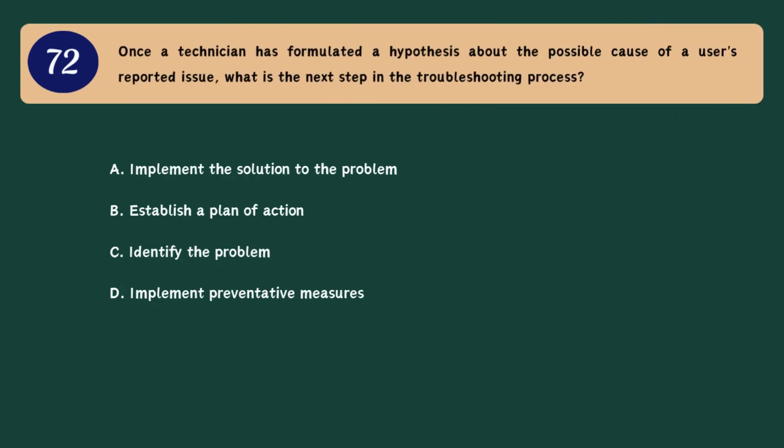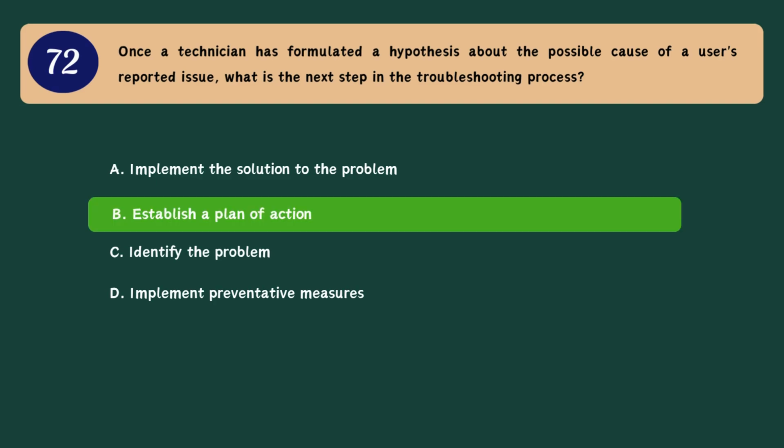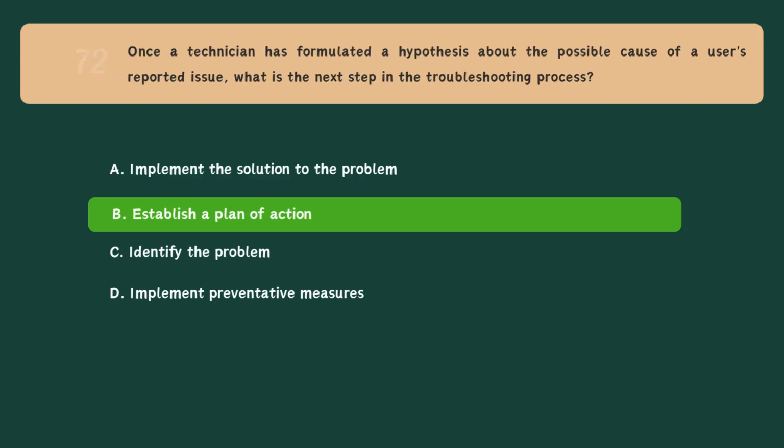Question 72. Once a technician has formulated a hypothesis about the possible cause of a user's reported issue, what is the next step in the troubleshooting process? A. Implement the solution to the problem. B. Establish a plan of action. C. Identify the problem. D. Implement preventative measures. Correct answer. B. Establish a plan of action.